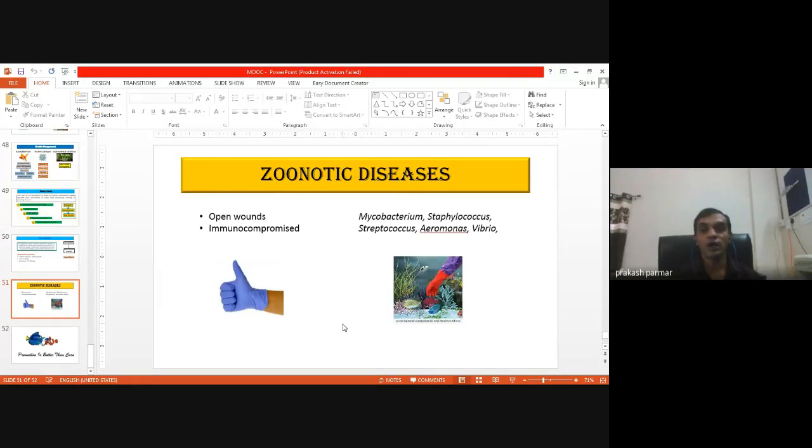So how can we prevent zoonotic disease? Always wear gloves. It's a very good practice. Whenever we are handling fish in the aquarium or in the ponds, wear gloves so that direct contact with the pathogens does not occur. After handling the fish, we have to wash our hands immediately and properly disinfect the things. In this way, we can prevent zoonotic disease.